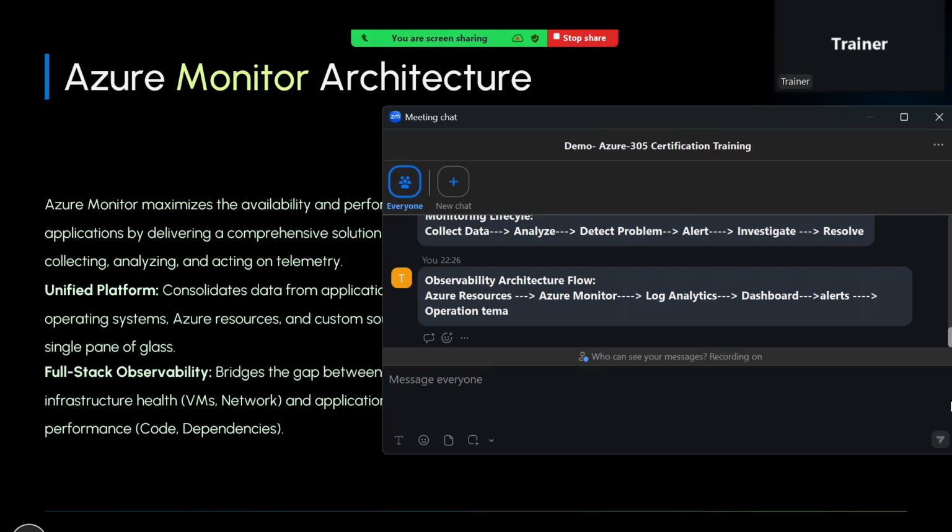So as I said, what is the Azure Monitor architecture? It starts from Azure resources, then goes to Azure Monitor, which is a combination of metrics, logs, alerts, action groups, and log analytics workspace. So everything revolves around Azure Monitor.